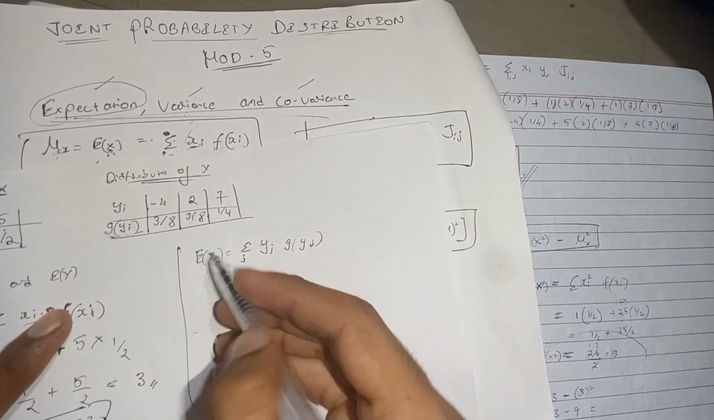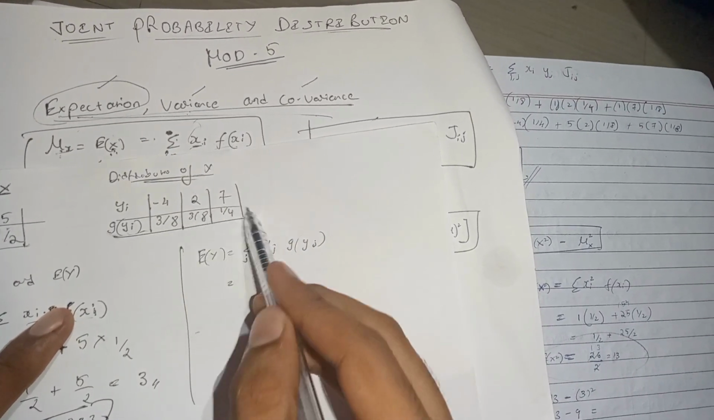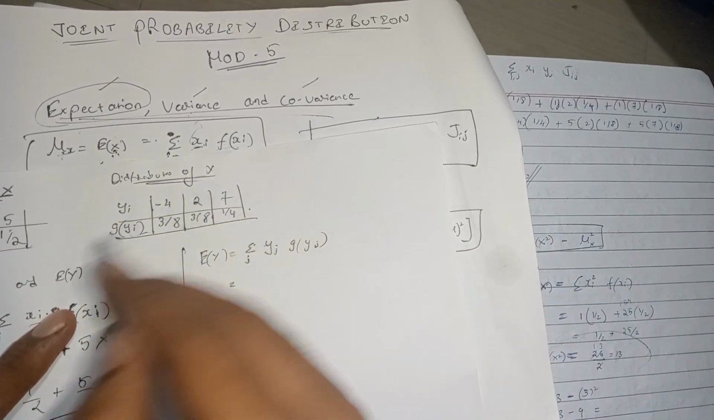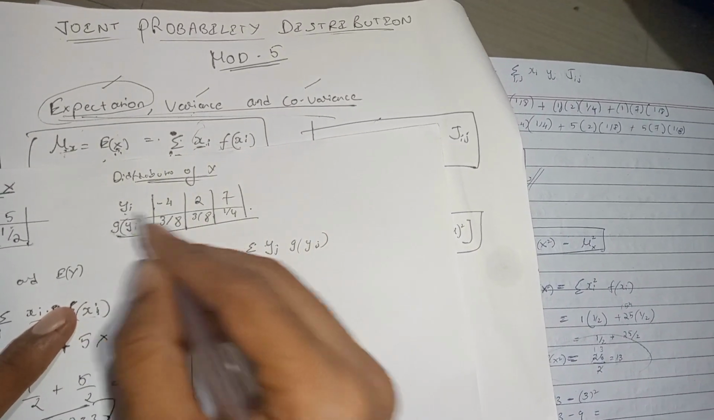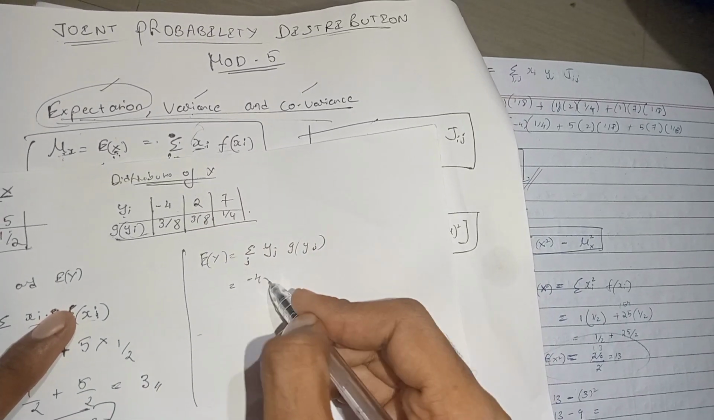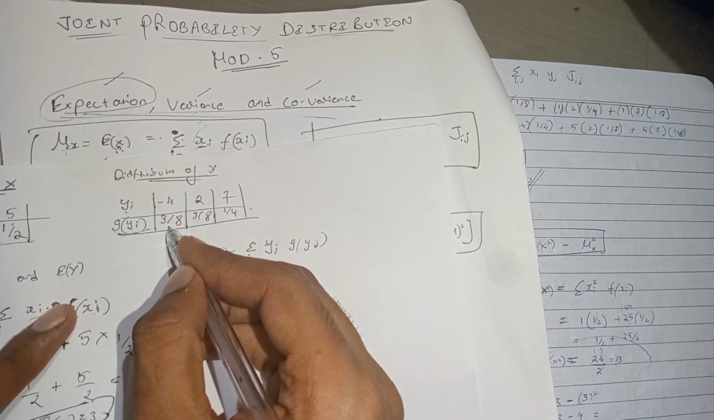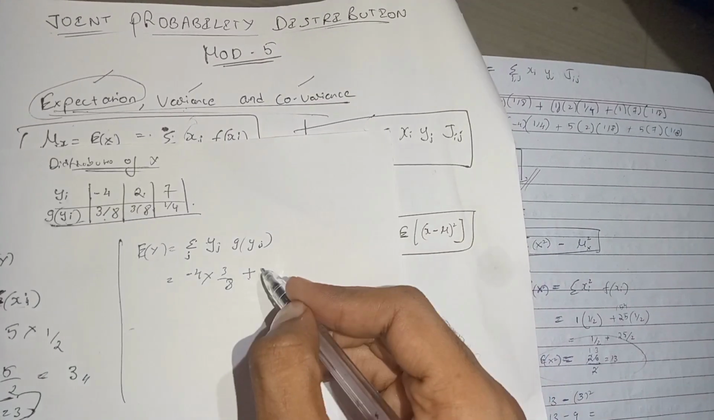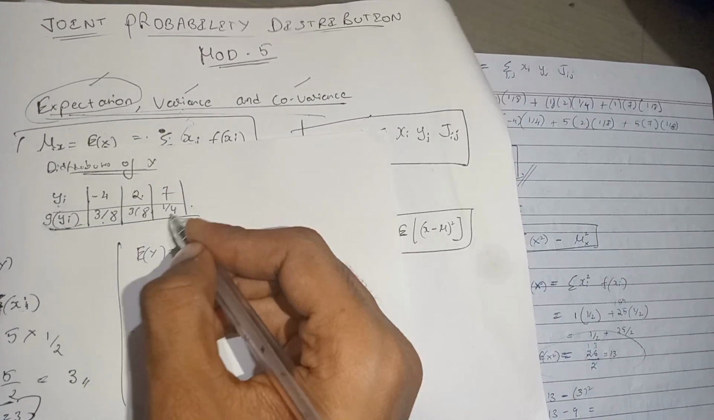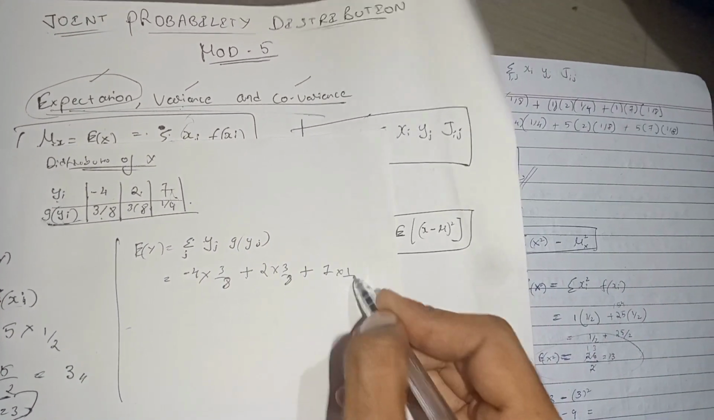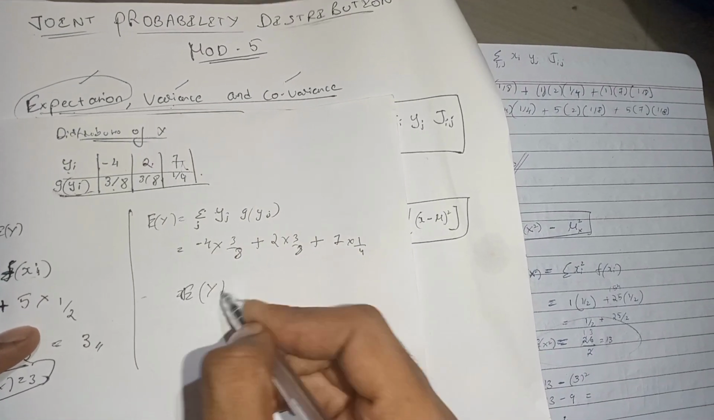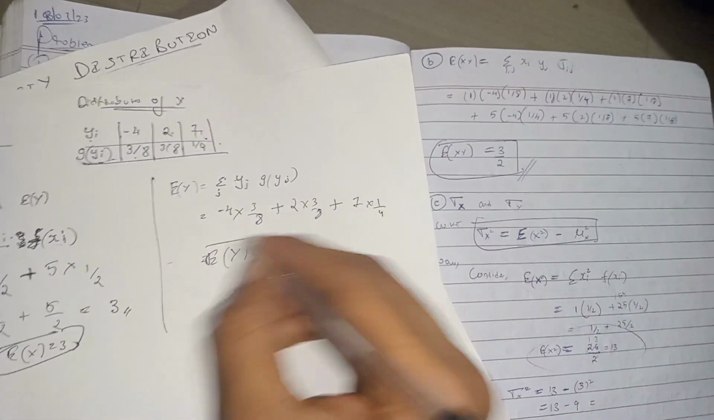So there are 3 values here. That means we have to add these three values, by first multiplying and then adding: minus 4, that is the first yj value, into the first g of yj value, 3 by 8, plus 2 into 3 by 8, plus 7 into 1 by 4. Now you just put it in your calculator, and your answer will be 1.